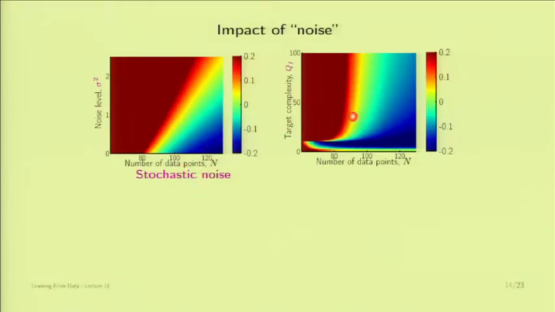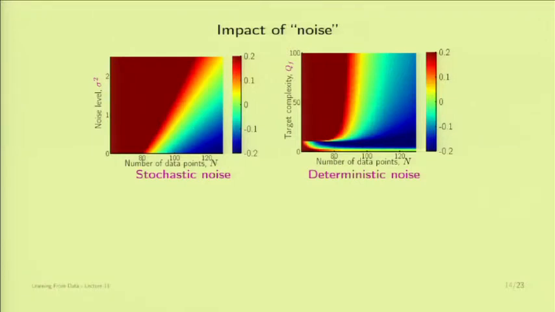Now we are going to call whatever effect that is done by having a more complex target here also noise. But it is going to be called deterministic noise, okay? Because there is nothing stochastic about it. There is a particular target function. I just cannot capture it, so it looks like noise to me. And we would like to understand what deterministic noise is about, okay?